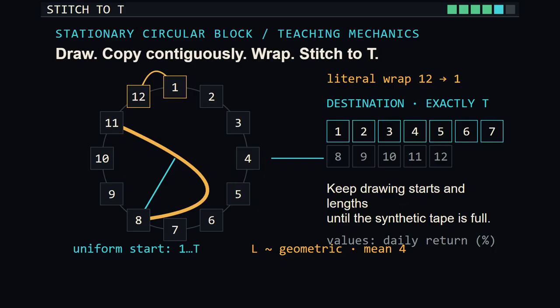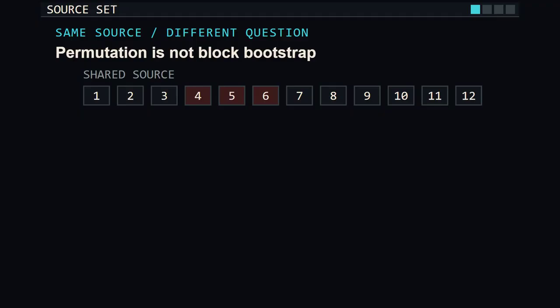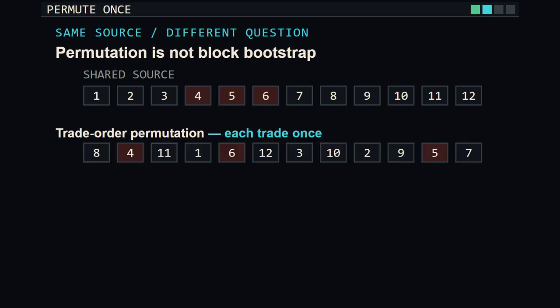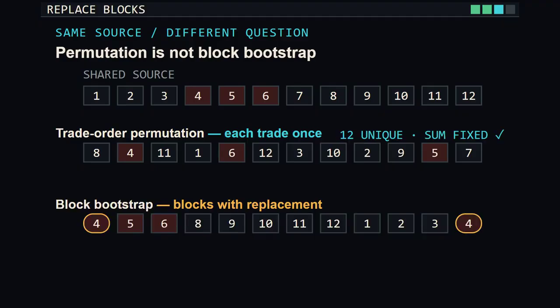This differs from the series' trade order permutation lesson. That route reorders every realized trade exactly once. Without replacement, its trades and sum stay fixed. This route resamples blocks with replacement. A return may appear more than once in one synthetic path, while another may not appear. It tests clustered return paths, not only fortunate trade order.